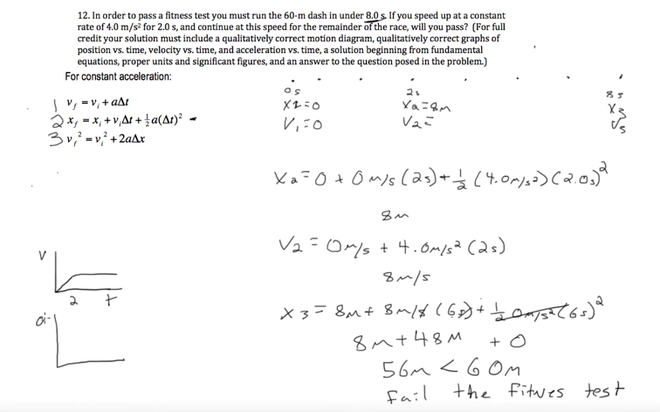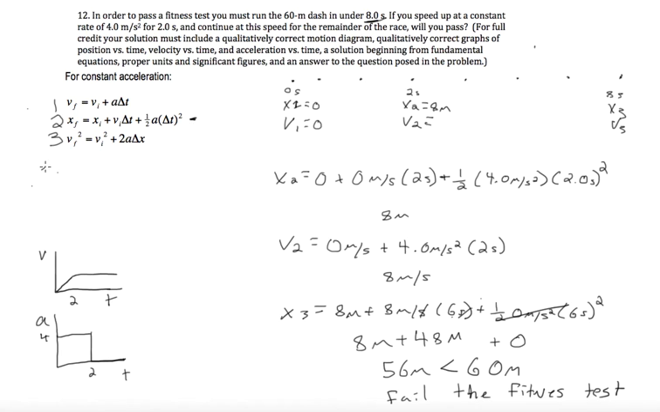All right, and then now we want to do our acceleration graph. So we have a-t, and for the first 2 seconds, we have a constant acceleration at 4 meters per second squared, and then at 2 seconds, we drop down to an acceleration of 0 meters per second squared.